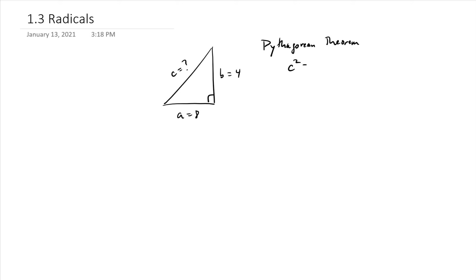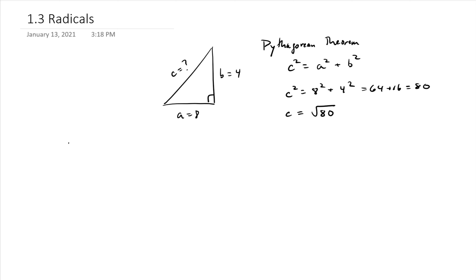It says that the hypotenuse squared is the sum of the squares of the lengths of the legs of the triangle. So C squared is A squared plus B squared. In this case, if I want to find C, I know that C squared is going to be 8 squared plus 4 squared, which is what? This is 64 plus 16, that's 80. So C would be the square root of 80. Okay?